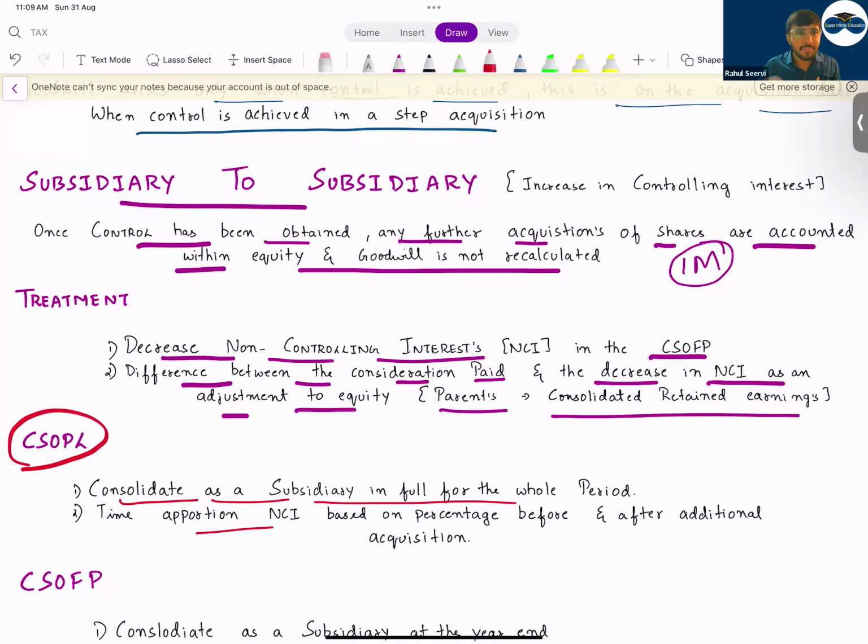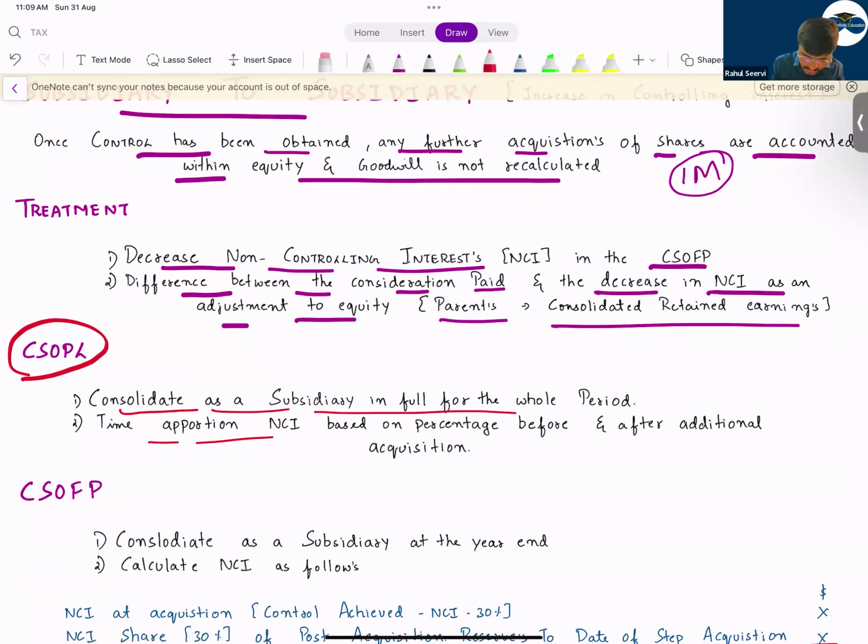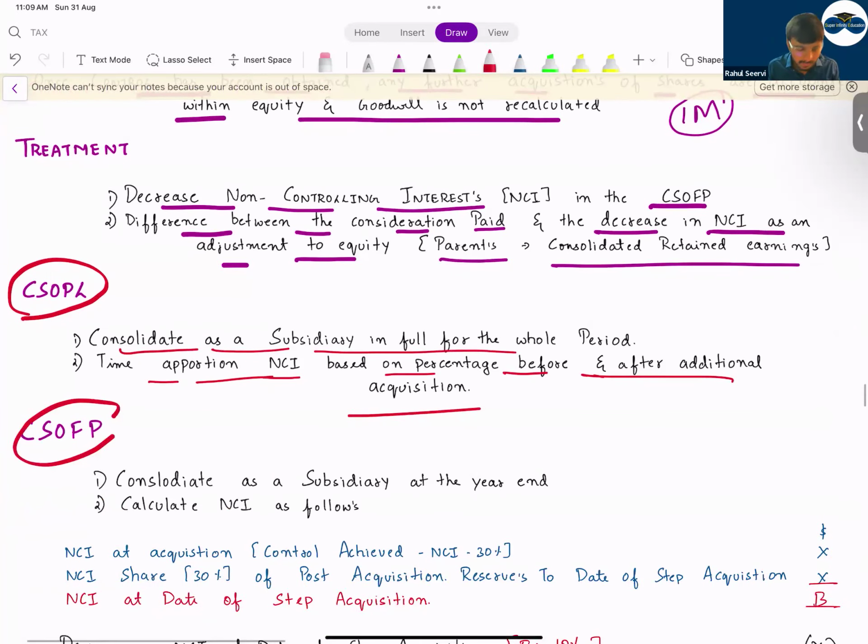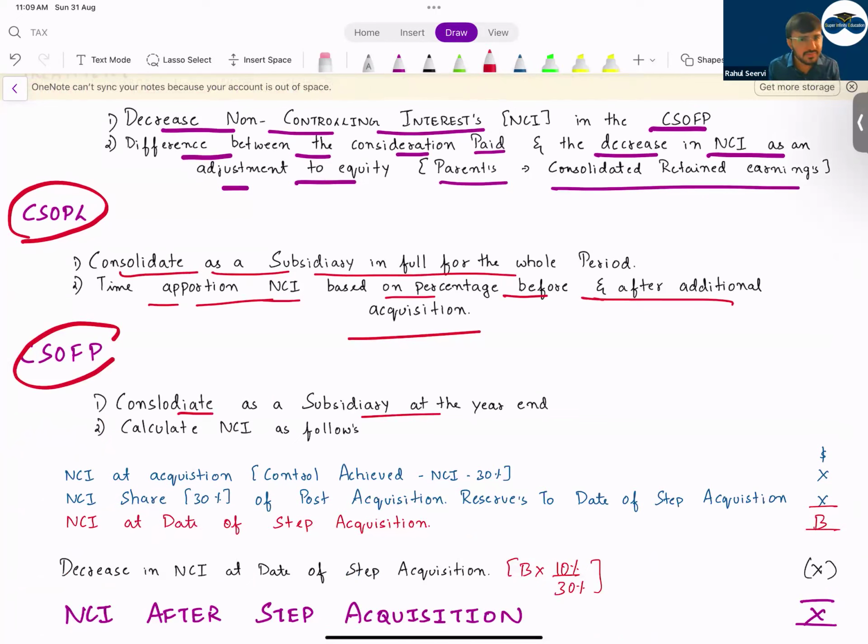If in exam by chance question will come saying that 6 months 60%, 6 months 70%, this complex question ACCA will never ask. You only have 1 hour to do the first question. This complex ACCA will never ask. If this question also comes, you should just write down in theory. Don't waste your time in doing calculation. If it comes, 99.99%, it will not come only, as mentioned in the class also. Then, sir, time apportion NCI based on the percentage before and after additional acquisition. The next one, sir, in balance sheet, what we do, consolidate the subsidiary as normal.